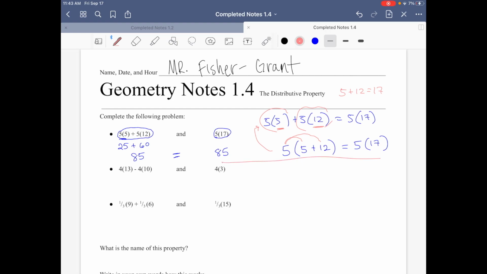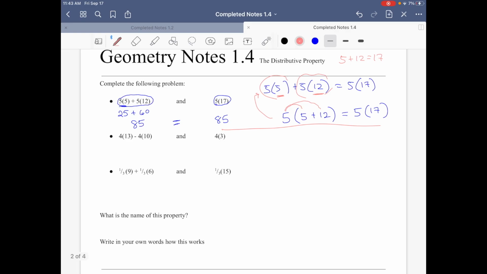So let's think about another one. Think about with the subtraction, 4 times 13, that's 52, minus 4 times 10, that's 40. So 52 minus 40 is 12. And then 4 times 3 is also 12. So the same sort of logic applies, right? 12 equals 12. So then I can also say 4 times 13 minus 4 times 10 equals 4 times 3.